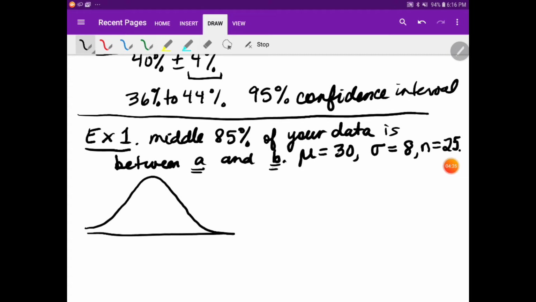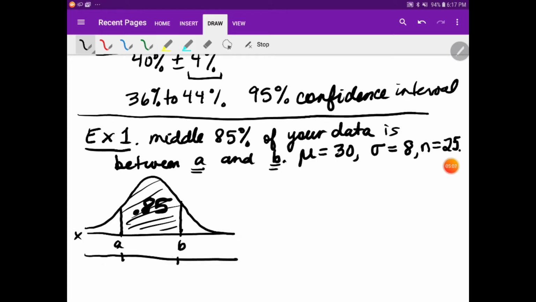Okay, so here you have your normal distribution. And I want the middle 85% of my data to be between A and B. So A and B are going to be X values. And you can call them capital A and capital B. This one happens to have them lowercase already. Okay. So I want 85% to be in the middle. And remember, the area is the probability or the proportion. So I've got 85% in the middle, and I want to calculate A and B. So it's very much what we did in the previous problems. The only difference between these problems is this n is new.